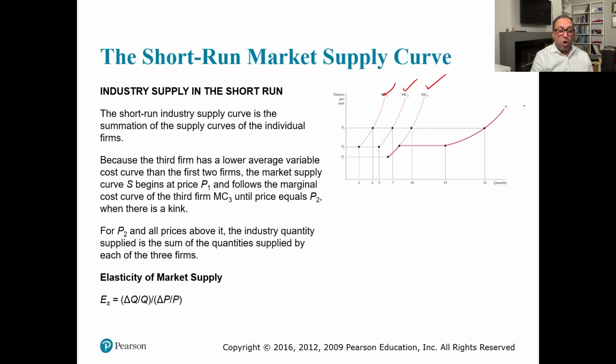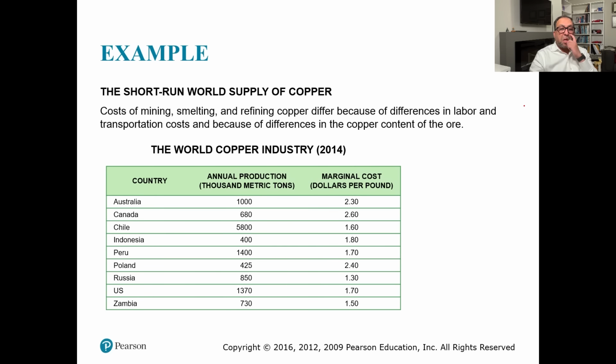For P2 and all prices above, the industry quantity supplied is the sum of the quantities supplied by each of the three firms. Elasticity of market supply: how can we calculate it? We already learned the formula for calculating elasticity: the percentage change in quantity supplied divided by the percentage change in price.